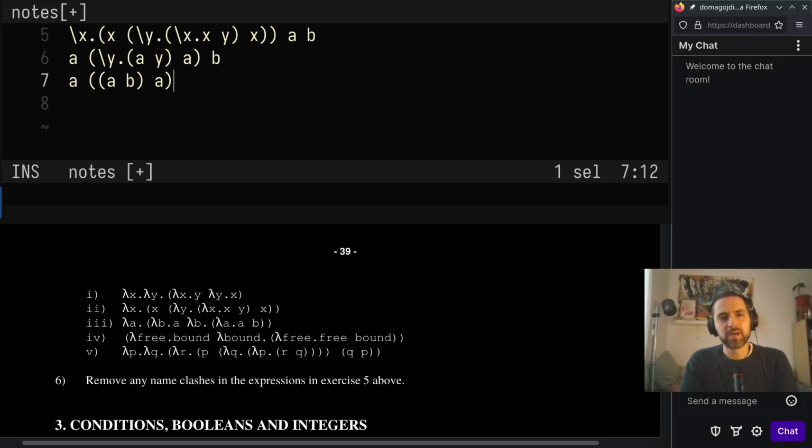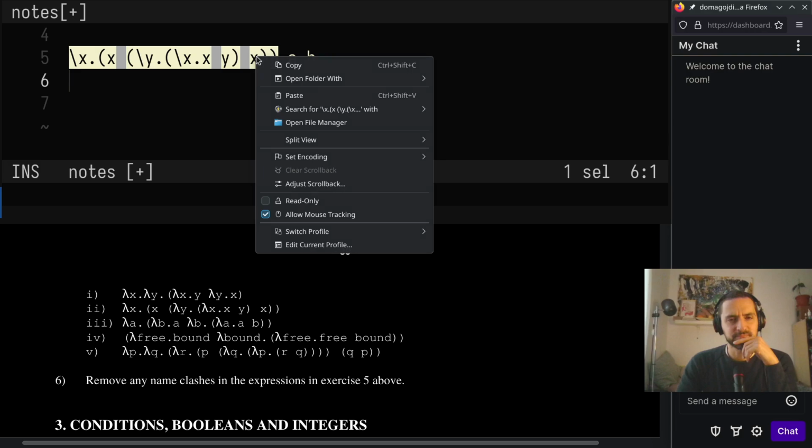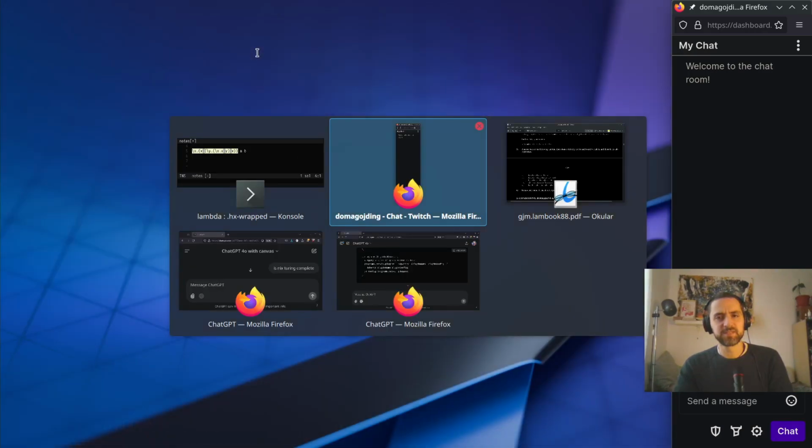What are free and what are bound? Well, do we at the end get the free ones? No. So this is the head, this is the body. And this is the x. Well, the x is bound, the y is bound. The y is the head. And then there's the lambda x dot x. Yeah, this is just interesting.